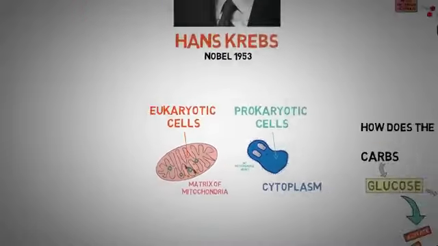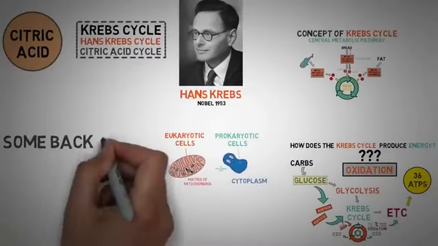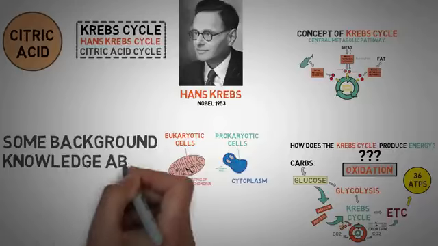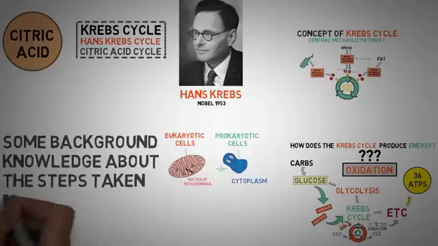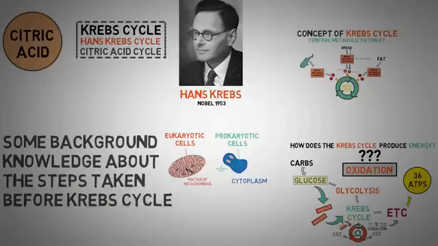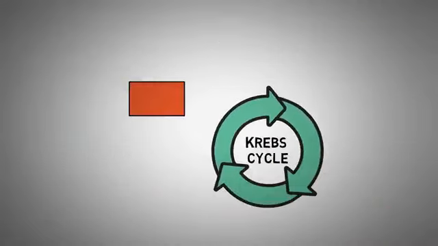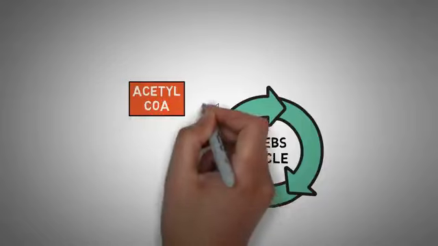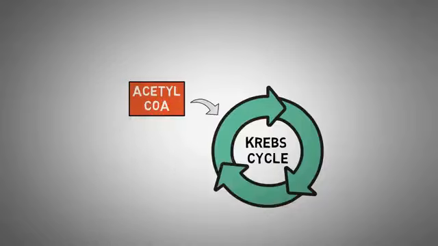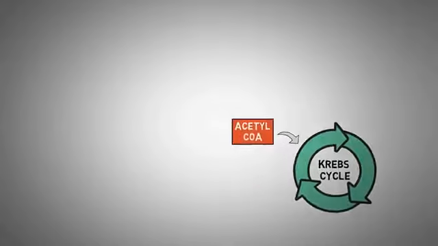Now, to learn more effectively about the Krebs cycle, it is very important that you have a little bit of background knowledge about the preceding steps that happen before the Krebs cycle. So the Krebs cycle begins with this molecule, acetyl-CoA. But where does this come from and what is its role in the Krebs cycle? This is very important to understand.